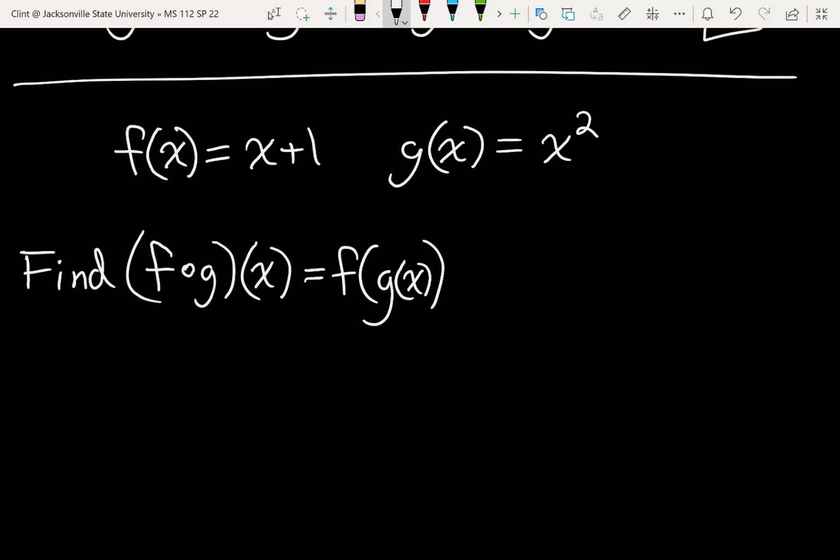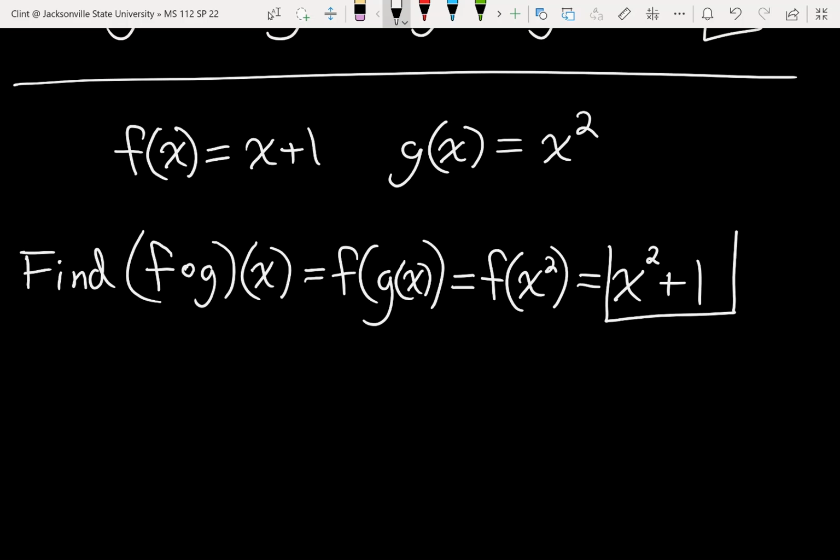But we know what G of X is. G of X is X squared, so we just swap. Instead of calling it G of X, we'll call it X squared. Then to find F of X squared, we just take X squared and put it in the place of X in our other function. So instead of X plus 1, we get X squared plus 1. So there's our new function.